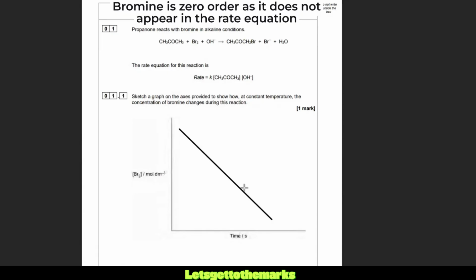And this is the sketch for concentration against time for a zero order reaction. The gradient stays the same all the way down, which means the rate is staying the same all the way down. It's zero order. That should get you a mark if you got it. Well done, and let's move on.